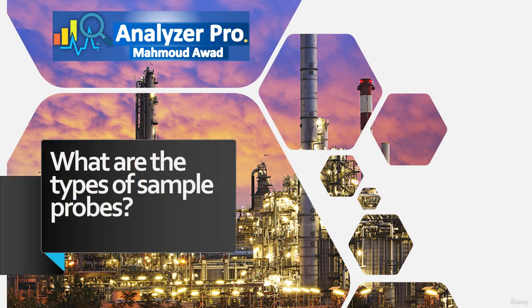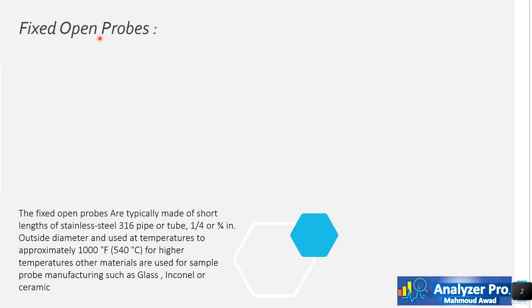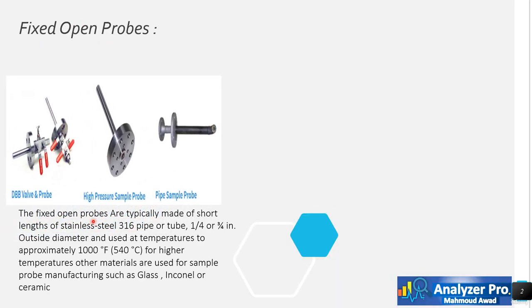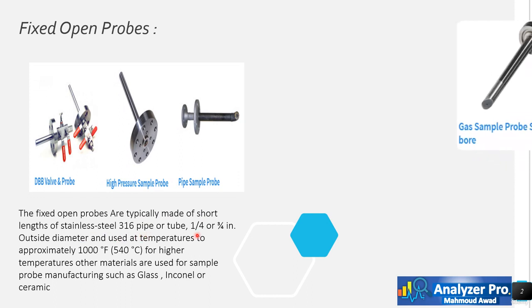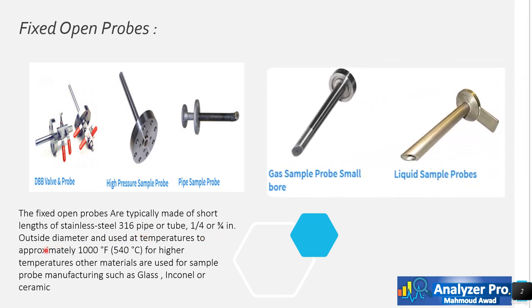Now, we will learn in detail the different types of sample probes. The fixed open probes are typically made of short lengths of 316 stainless steel pipe or tube, 1/4 or 3/4 inch outside diameter. Used at temperatures to approximately 1000 degrees Fahrenheit, 540 degrees Celsius. For higher temperatures, other materials are used for sample probe manufacturing such as glass, Inconel or ceramic.